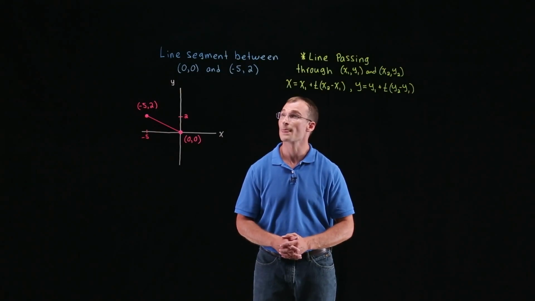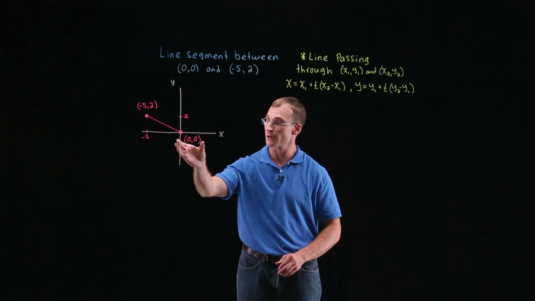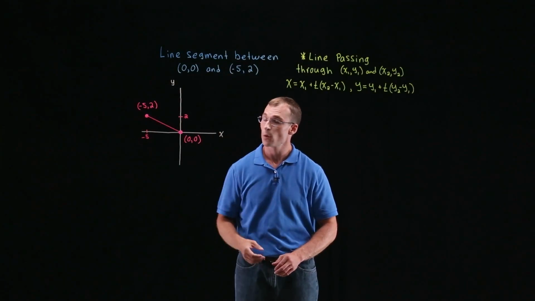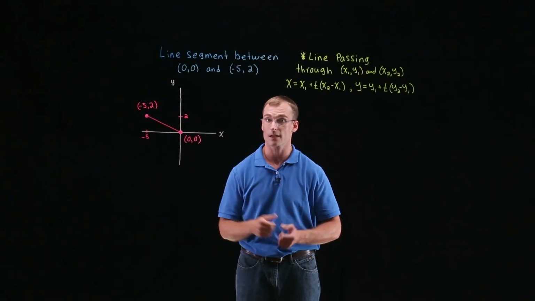Hello everybody, I'm Adam. In this problem, for the line segment that we have going through the points at the origin (0, 0) and (-5, 2), I want to use some of the results from some previous exercises to find a set of parametric equations for that line segment.